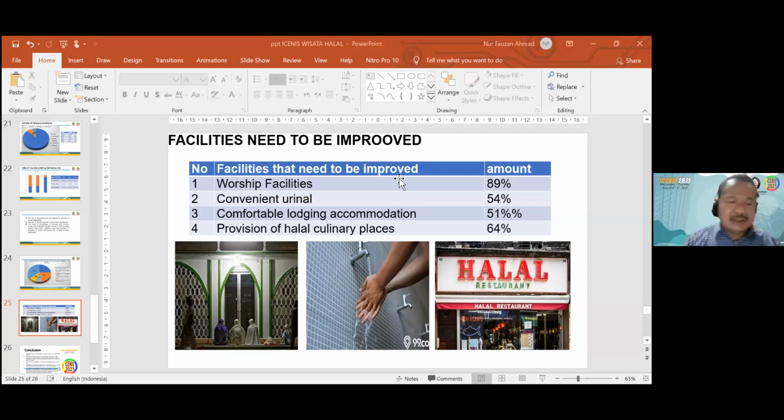In addition, not all tourism aspects are supported by clear halal culinary. In fact, most respondents want the availability of a culinary place that is guaranteed to be clean and halal. Indeed, around the tourist attractions there are several stalls selling food and drink, but on average there is no halal certificate from Majelis Ulama Indonesia. Halal information is also poorly communicated, especially in tourism promotion.